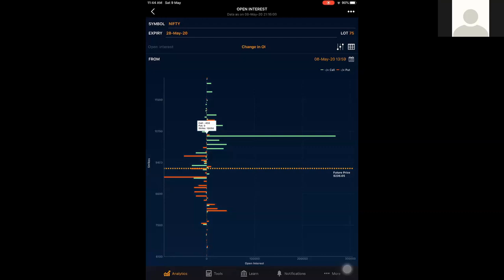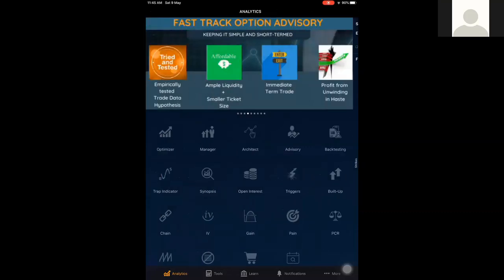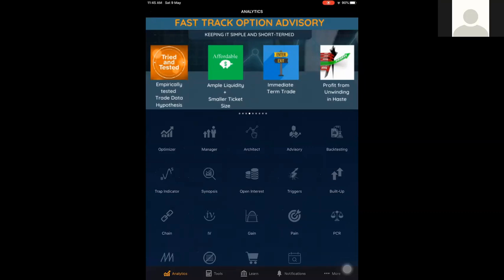Okay. So if you look at this case, the call writers are writing at 10,000. We saw minor put addition happening at 8,000. So this was the case. You can do this for any other stocks also. So you get this from the open interest.